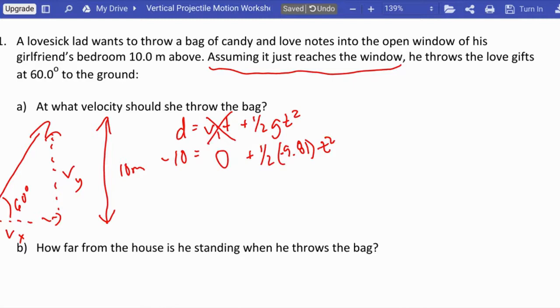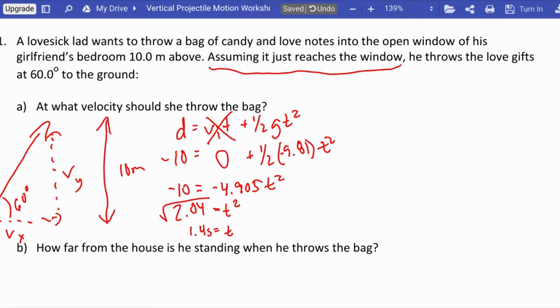Again, we just have to think about the problem in a little bit different way to be able to solve it for the time. That leaves just the time as our one variable, and so we have negative 10 equals negative 4.905 t squared. Divide 4.905 to the other side, you get t squared equaling, it should be about 2, right? So 10 divided by 4.905 is 2.04, and we're going to square root that. It's going to be in the air for 1.4 seconds.